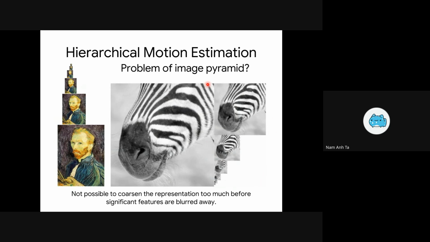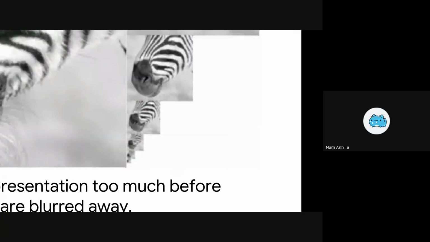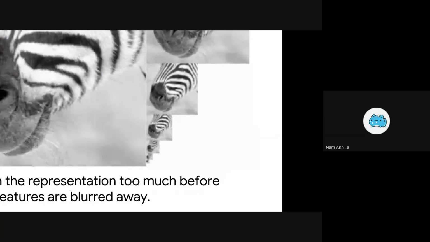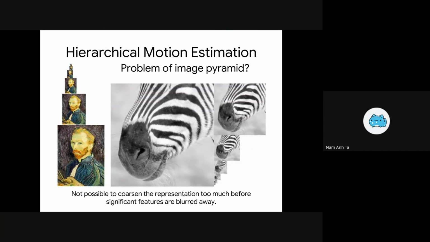For example, in this zebra, this is a zebra nose, right? When we downsample it in this pyramid, the zebra nose is nearly erased at the lowest resolution. You cannot see anything. Even to me, I cannot see anything right here. We cannot see the zebra nose anymore. So this is a problem of this pyramid method.